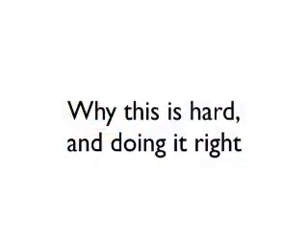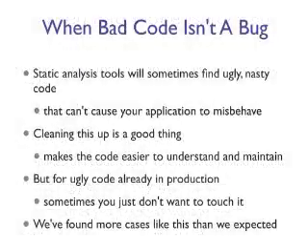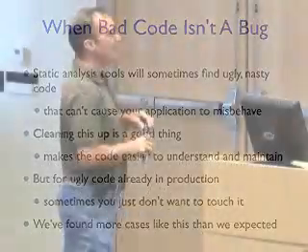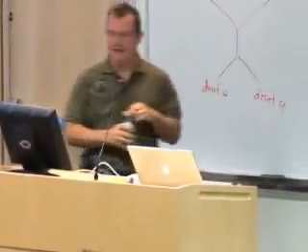One of the things we found more than we expected is bad code that isn't a bug. We find ugly, nasty code that can't cause your application to misbehave. Cleaning it up is a good thing. It makes the code easier to understand and maintain. It's good to never put ugly code into your code base in the first place. But if ugly code is already in production, sometimes you just don't want to touch it. We found more cases like this than we expected.